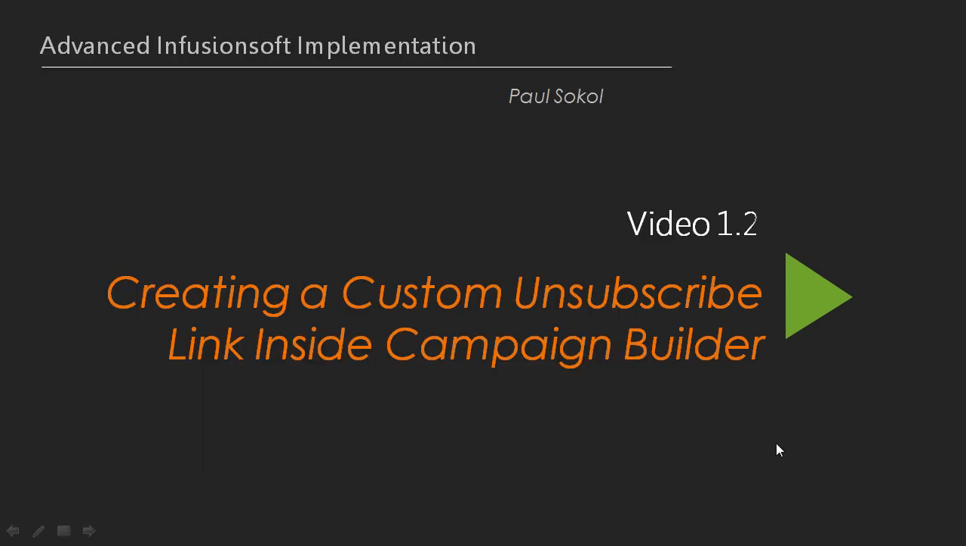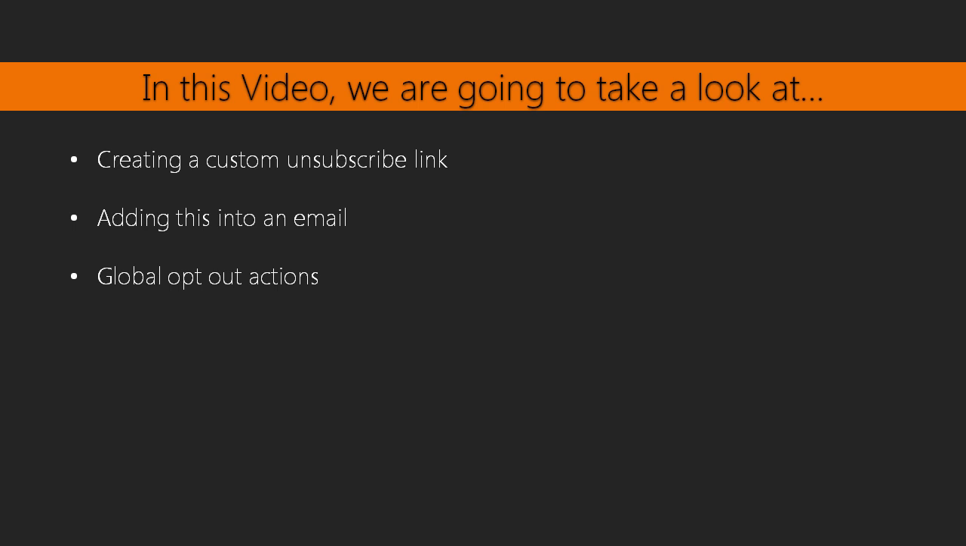In this video, we're going to be creating a custom unsubscribe link inside Campaign Builder. Out of the box, an email inside Campaign Builder has limited unsubscribe control. However, just like we did in the last video, we can use a legacy merge field for an unsubscribe link that has more customization. So that's what we'll be doing in this video: we're going to look at creating this link, putting it in an email, and then I'm also going to show you an esoteric feature with global opt-out actions.